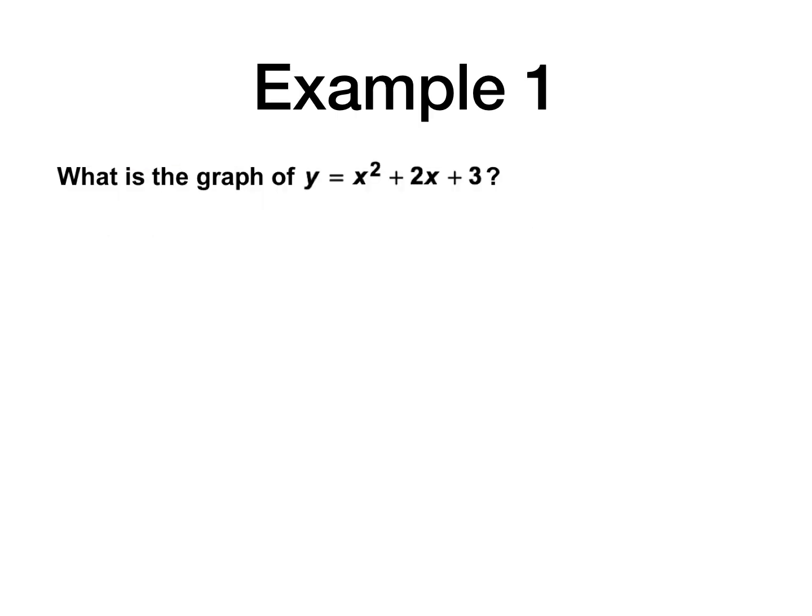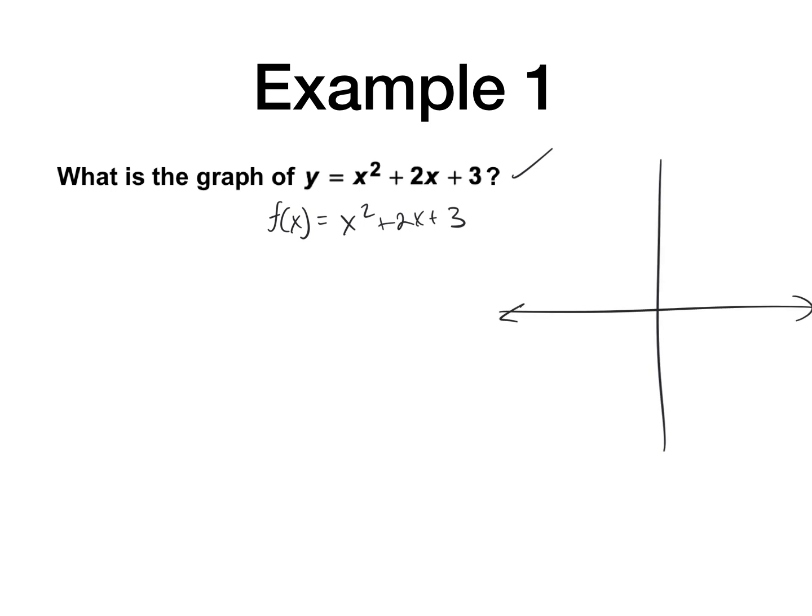They want us to graph this equation. So the first thing I'm going to look at is, is it in standard form? Yes, it's in standard form. y = x² + 2x + 3. If you want to write it in function notation, it is f(x) = x² + 2x + 3. That is just the function notation form. So in order for us to graph this parabola, we need to know a few things. First, what the vertex is. So let's find the vertex.